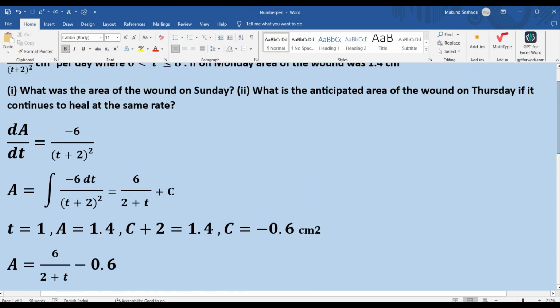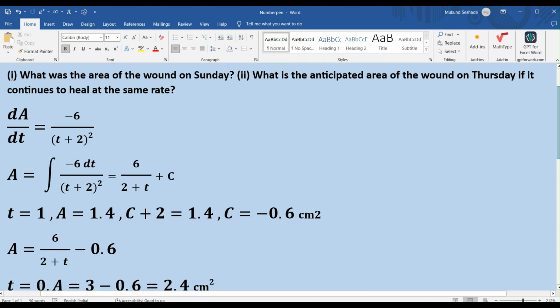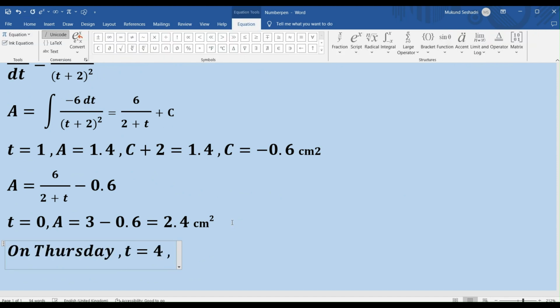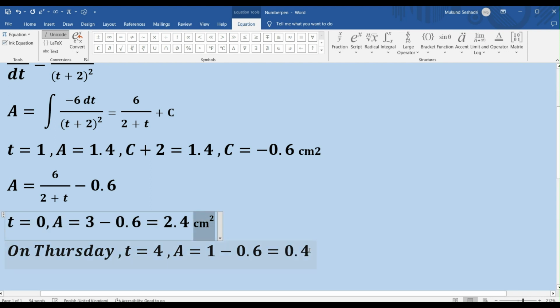The next question is what is the anticipated area of the wound on Thursday if it continues to heal at the same rate. So on Sunday, t equals 0, on Monday t equals 1, on Tuesday t equals 2, on Wednesday t equals 3, and on Thursday t equals 4. I make the corresponding substitution. I get 6 divided by 6, which is nothing but 1, and then 1 minus 0.6, which is equal to 0.4 centimeter square.